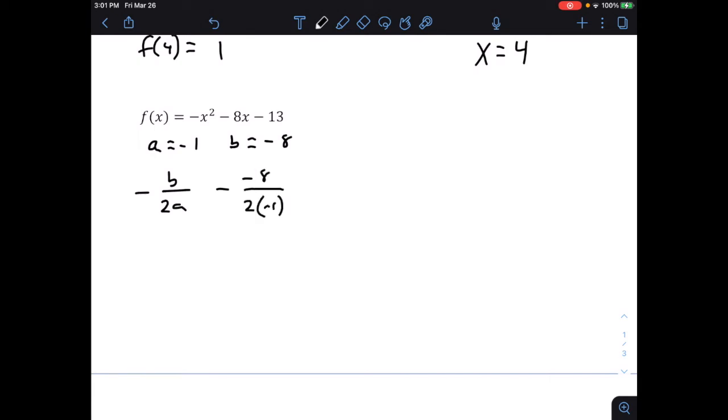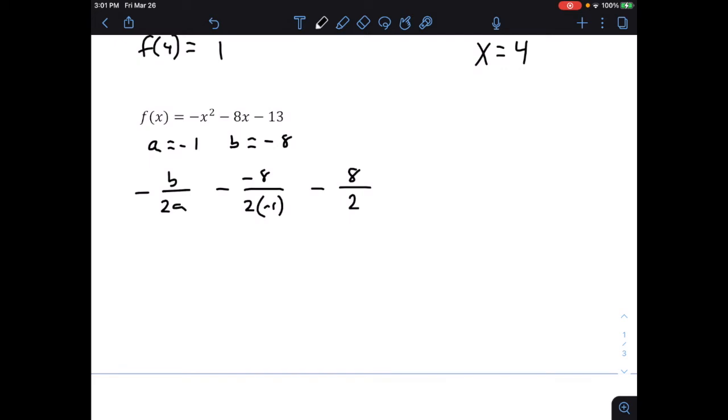So we got a whole bunch of negatives going on here. And one of the things that I like to do is just count up the number of negatives. In this case, there are 3 of them. And anytime we have an odd number of negatives, it's going to be negative still. So I know that this is going to end up being negative, and it's going to be 8 over 2. And then 8 over 2 is 4.